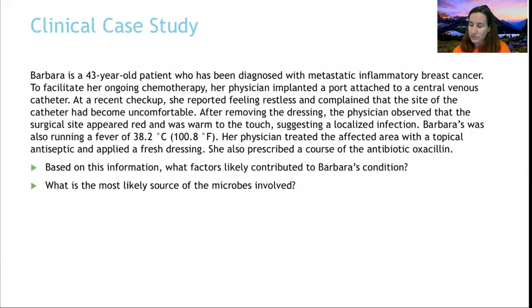Before we do parts, we always got our case study. So with our case study, we have Barbara, and she is 43, so she's almost my age. She has had metastatic inflammatory breast cancer, and she is currently still going through chemotherapy. So she's got a port to get her chemo and attached to the catheter.